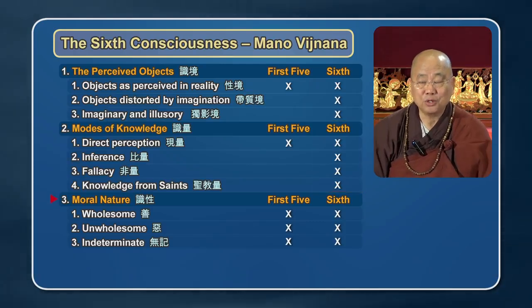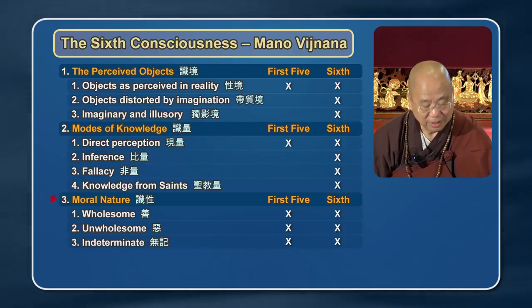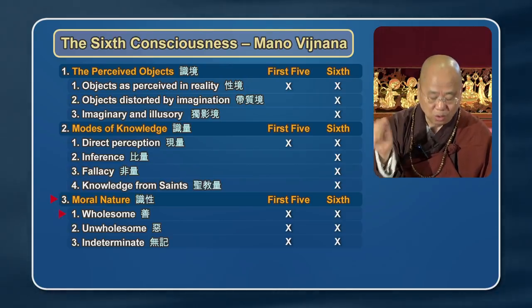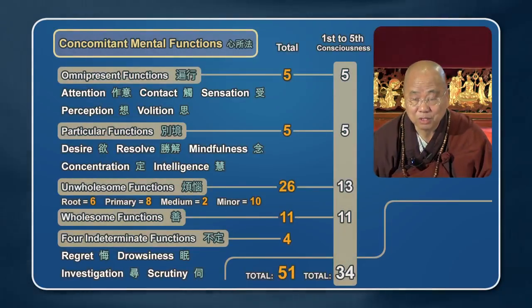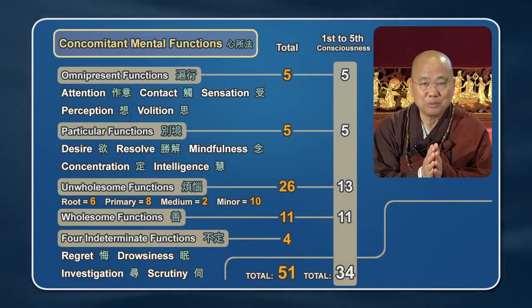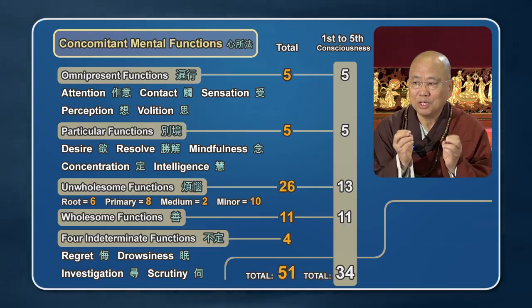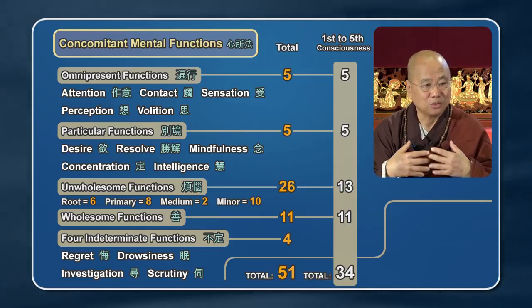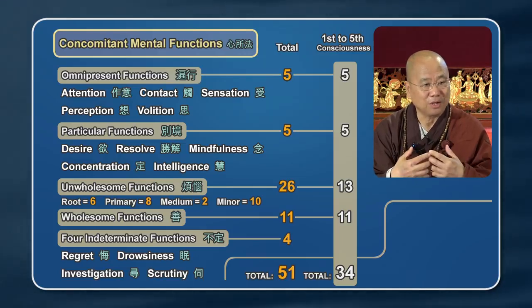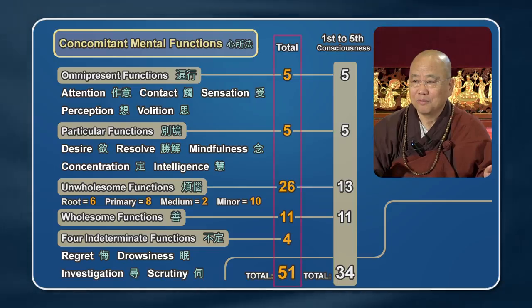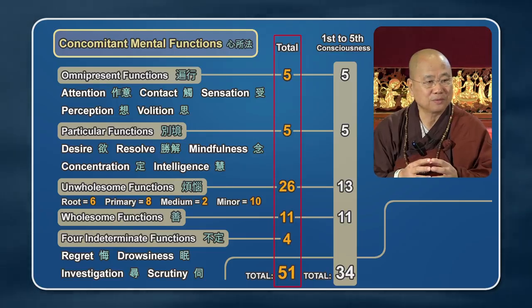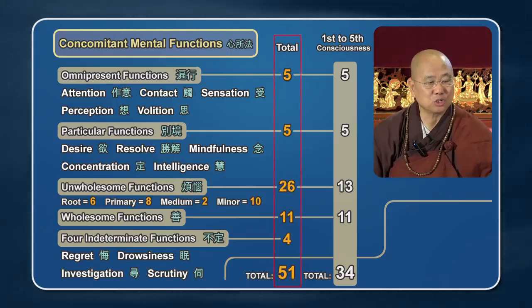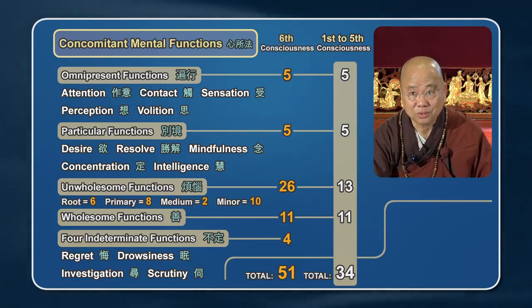As far as the moral nature of the 6th consciousness, it has 3 natures in it: wholesome, unwholesome, and indeterminate, which is neutral. We already have touched on these. Now let's get to the concomitant mental functions. What are concomitant mental functions? We know that when each of our consciousnesses starts to work, not only the consciousness arises, there are also concomitantly 51 mental functions arising at the same time with the consciousness and carrying out volitional actions or speech. And here's the 6th consciousness.